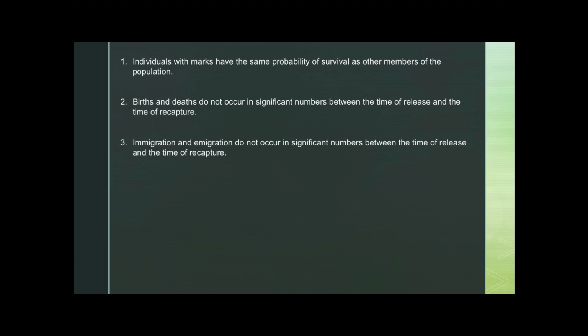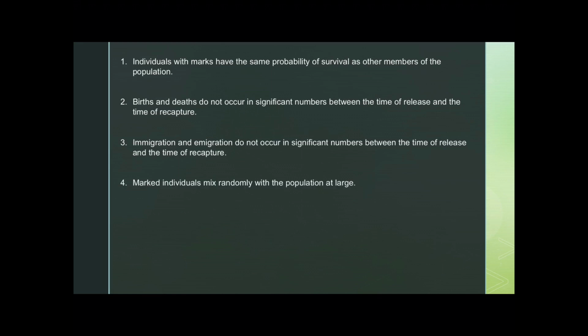Immigration and emigration do not occur in significant numbers between the time of release and the time of recapture. If marked individuals leave the study area or new unmarked individuals come in to replace them, then we're going to get fewer recaptures, and that's going to lead to a change in the equilibrium, and we're going to end up with a different estimate than what we would like.